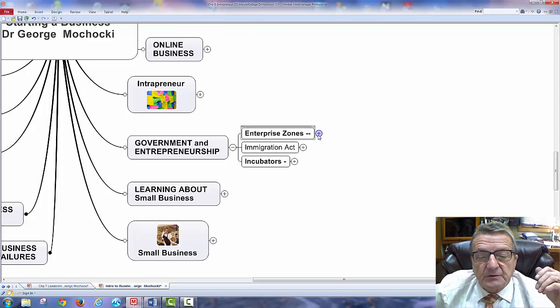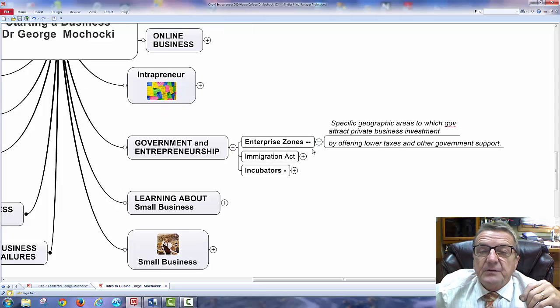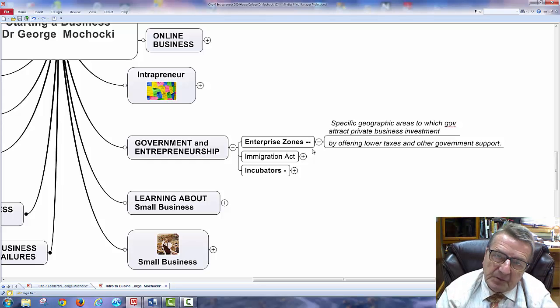Government and entrepreneurs: the government has what they call enterprise zones, to bring new business startups in there. Remember, it helps stimulate the economy.